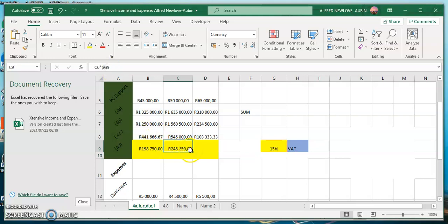I'm going to do another one. You see, I've copied the formula to this, and it should have moved to this side, but it did not move. Why? It's because there is a dollar sign here. And this one is what? Absolute value, or absolute referencing. Okay.